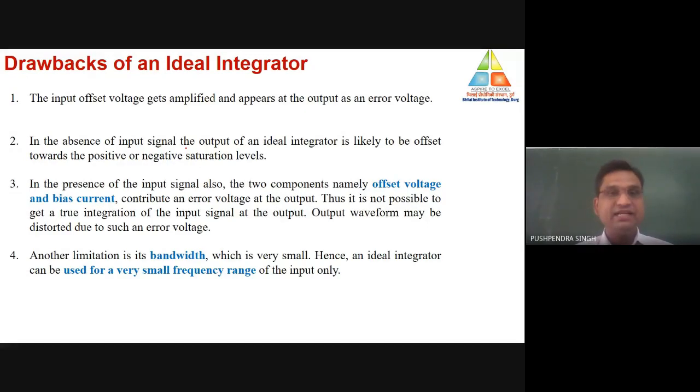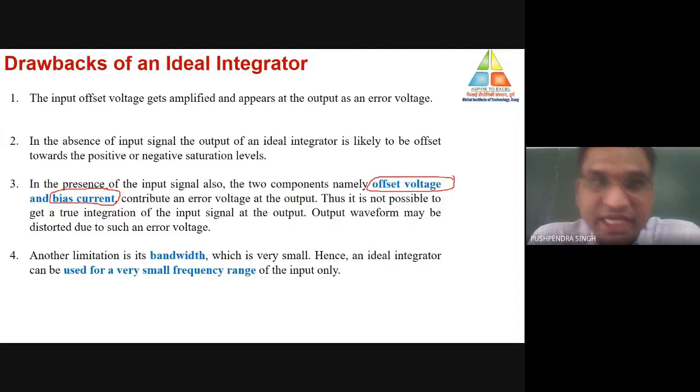In the case of the ideal integrator, the active integrator circuit, we are getting true integration. And the second thing is that there is more stability as compared to the differentiator circuit. But what is the problem? The problem is related to the internal offset voltage and bias current of the circuit. These are the components responsible for the drawback of the integrator circuit.